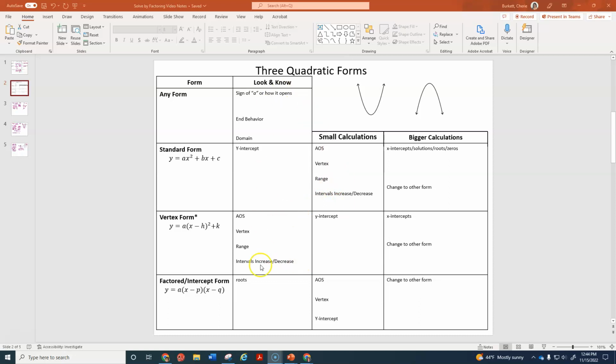If you don't have this stuff memorized, then you are making your work a little bit harder on yourself, and you also stand a chance of not being very successful on our next test. So you really need to be sure that you have this look and know information memorized and the small calculation formulas memorized. So pause and try to get that filled in.